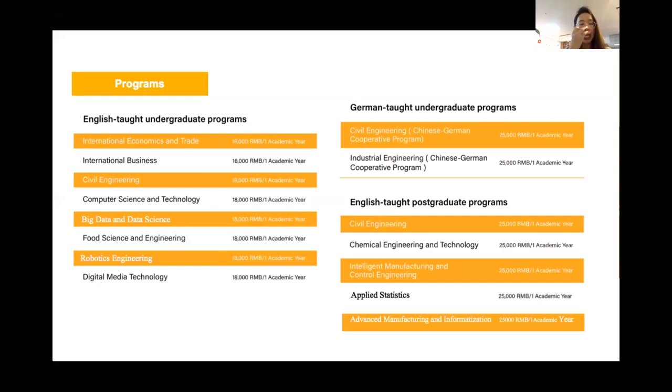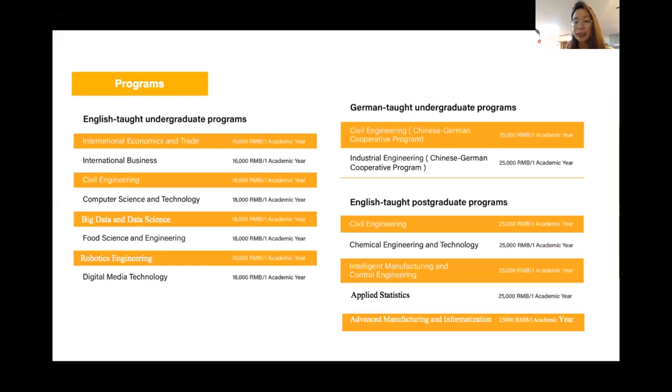And for the English taught ones, and we have English taught undergraduate program. And if you are interested in business, you can try to select the International Economics and Trade or International Business. If you are interested in the engineering ones, you may choose others. For example, civil engineering, computer science and technology, big data and data science, food science and engineering, robotics engineering, digital media technology, etc. For English taught postgraduate ones, and we have civil, and four of them are mainly about engineering. For example, civil engineering, chemical engineering and technology, intelligent manufacturing and control engineering, applied statistics, advanced manufacturing and informatization.